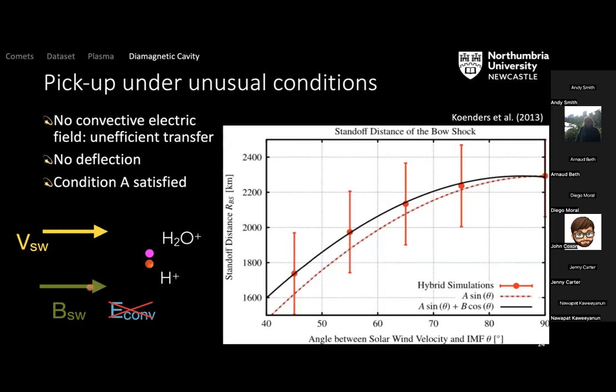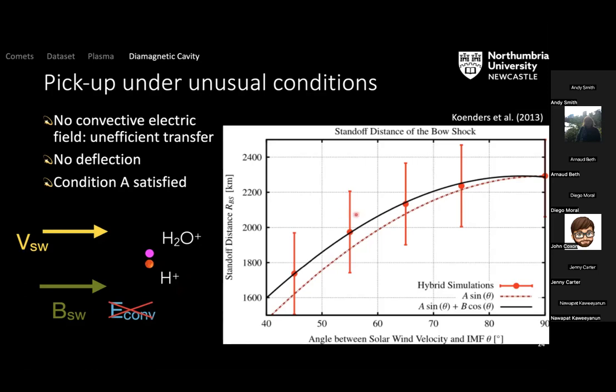And so basically what this means is that the more parallel the velocity and the magnetic field get, the more inefficient the energy and momentum transfer between the cometary ions and the solar wind ions, because the only pathway of transfer that's still open is through wave-particle interactions. And those usually take quite a long time, while the interaction region is still quite small.